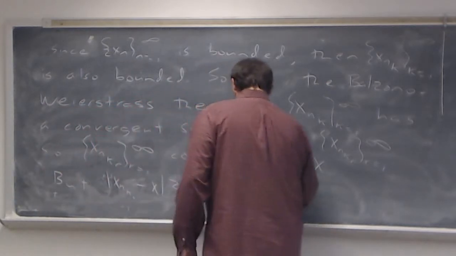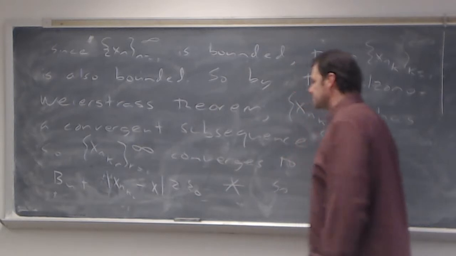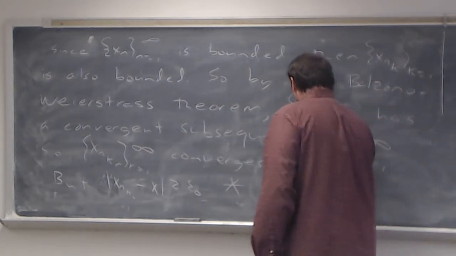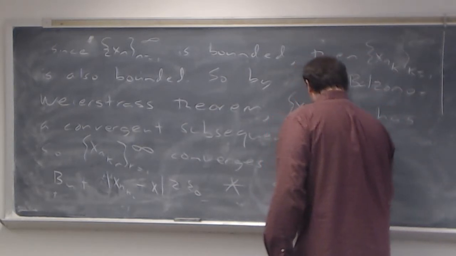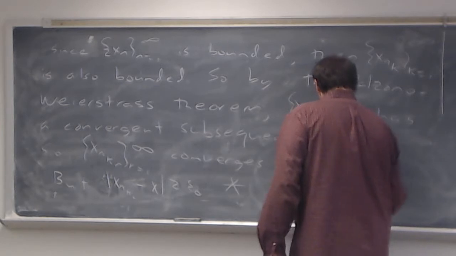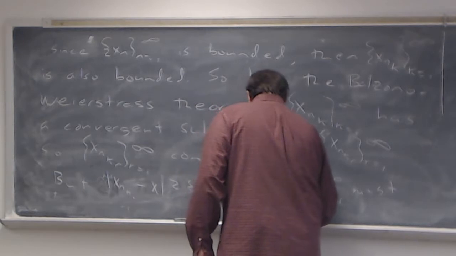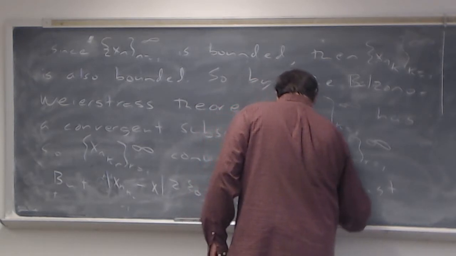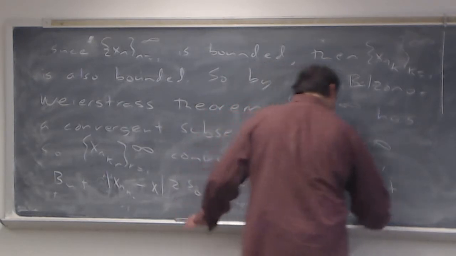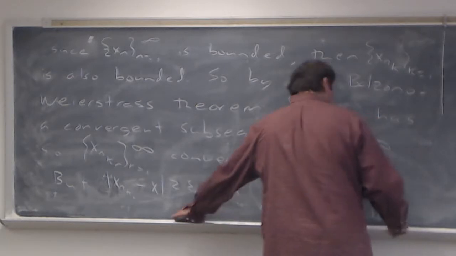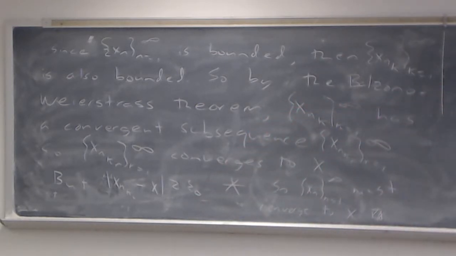Okay? That's a contradiction. So we must have assumed something wrong. What we assumed was that x sub n didn't converge to x. So x sub n must converge to x. And that ends this proof. We'll stop and let everybody get a chance to write it down.